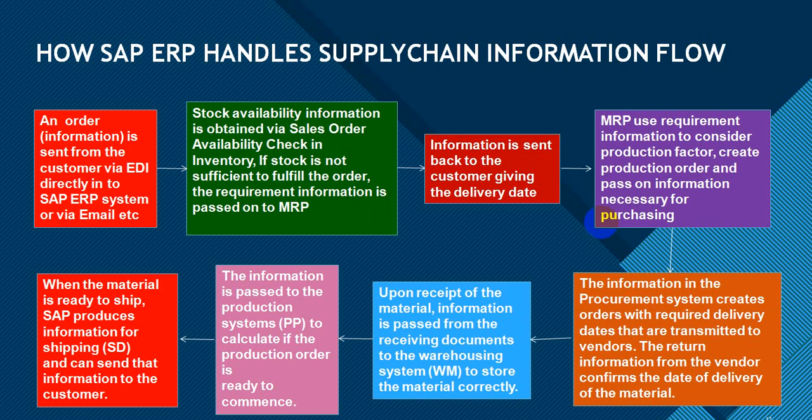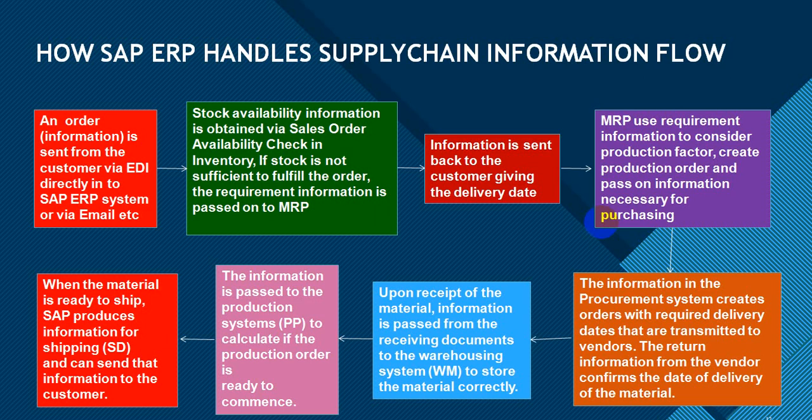Upon receipt of the material, information is passed from the receiving documents to the warehousing system, that's WM, to store the material correctly. Right, then the next step, the information is passed to the production system, that's PP. PP means production planning, to calculate if the production order is ready to commence. When the material is ready to ship, SAP produces information for shipping in sales and distribution and can send that information to the customer. So you see, the information flow is captured, and it is key.